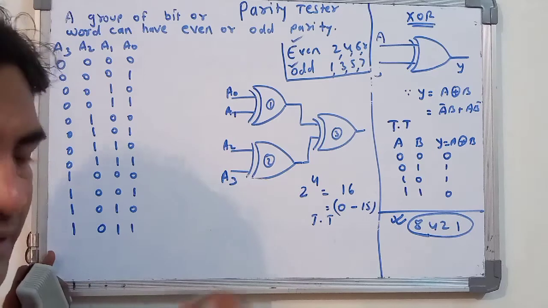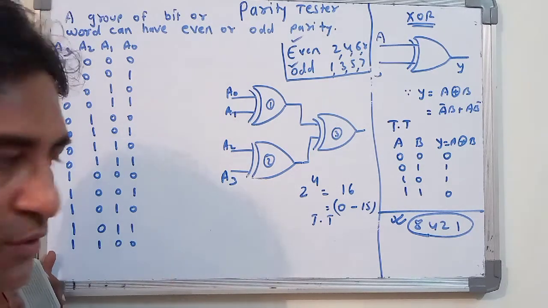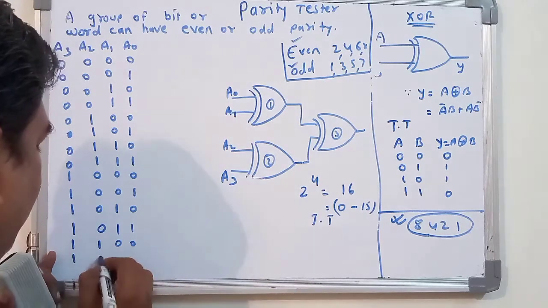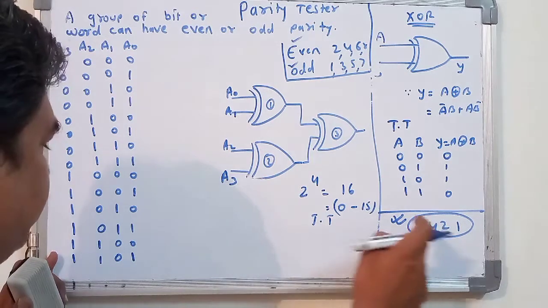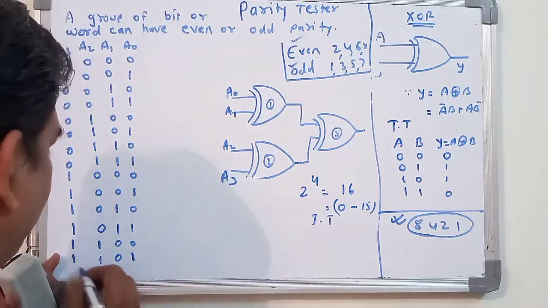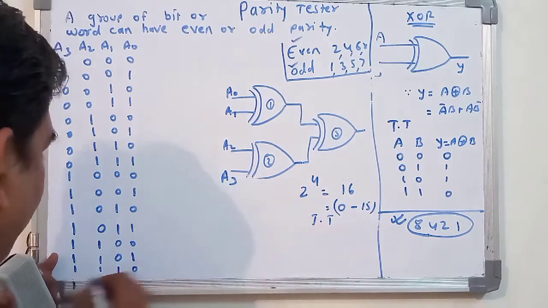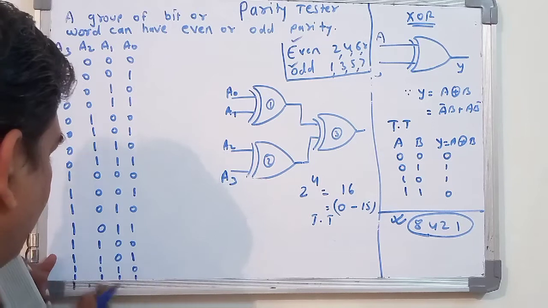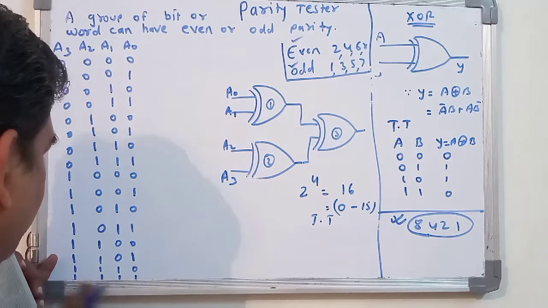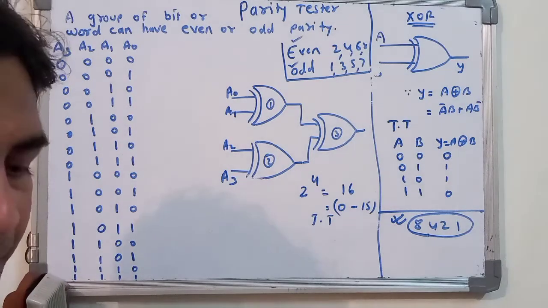The 11 is 1011. Then the 12, it is 1100. Then it is 13, 1101. Then 14, here 1110. Then 15, 1111. So these are the particular zeros and ones combinations with 4-bit values.